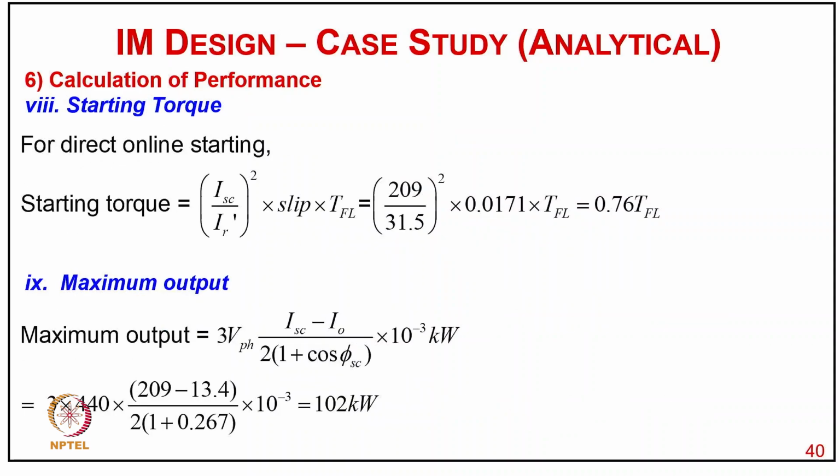Now coming to starting torque calculation for direct online starting: ISC upon IR squared into slip into TFL. So putting the values, it comes 0.76 into TFL, and maximum output, putting values, is 3 VPH (ISC minus I0) divided by 2 into (1 plus cos phi SC) into 10 power minus 3 kilowatt. It comes 102 kilowatt for a motor of typically 50 kilowatt output. So this is the complete analytical design of this motor.